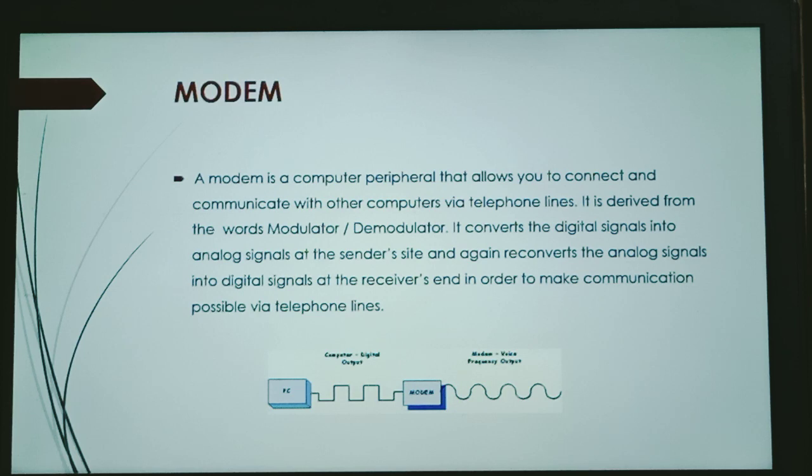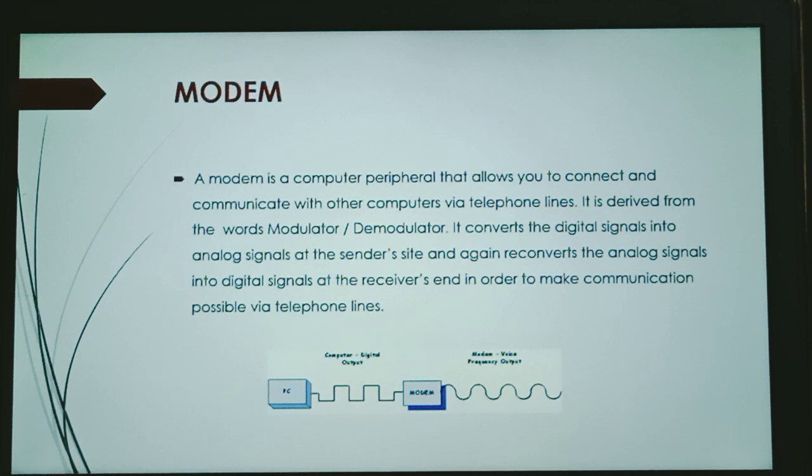The modem is a computer peripheral device that allows us to connect and communicate with other computers through telephone lines. It is derived from the words modulator and demodulator. See, a computer is an electronic device, so it understands only digital signals. Now, the data is passed through the telephone cables, which understand only analog signals. That is the reason why we need a modem.